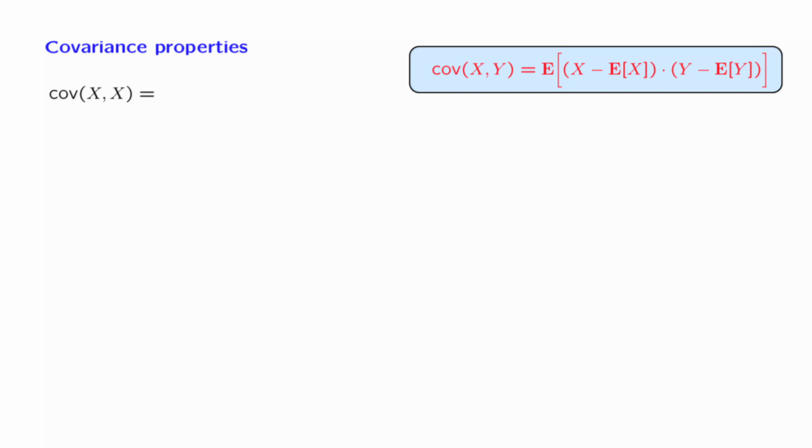We start by looking at this quantity, the covariance of a random variable with itself. It's a special case of this definition, but where y is the same as x, and therefore this second term here is the same as the first term. And so what we're left with is the expected value of the squared deviation of the random variable from its mean, and we recognize that this is the same as the variance of x. So we conclude that the covariance of a random variable with itself is the same as the variance.